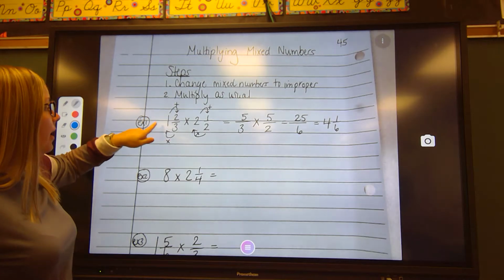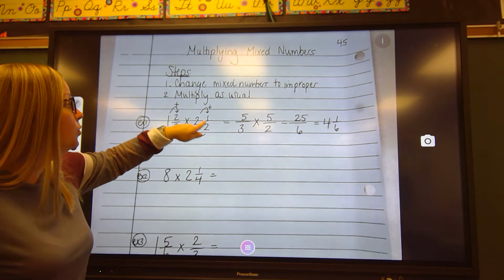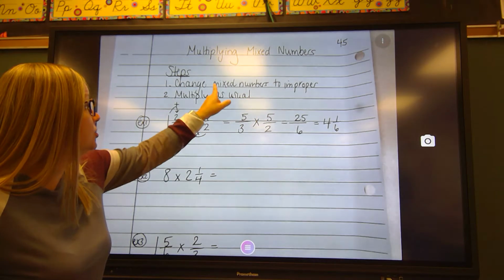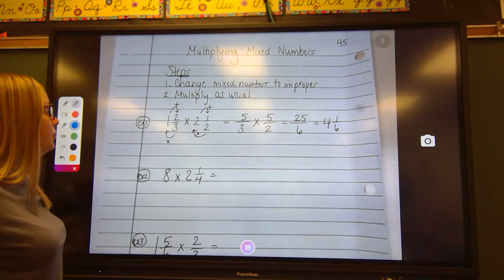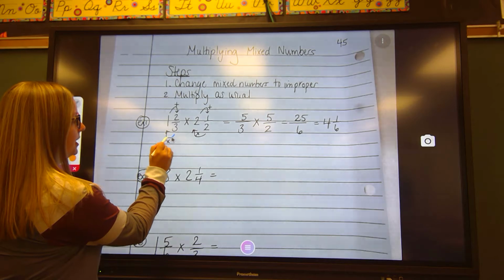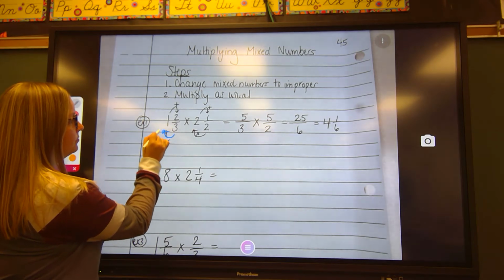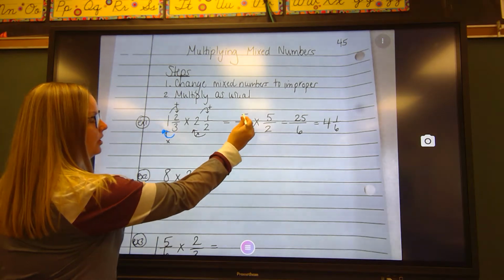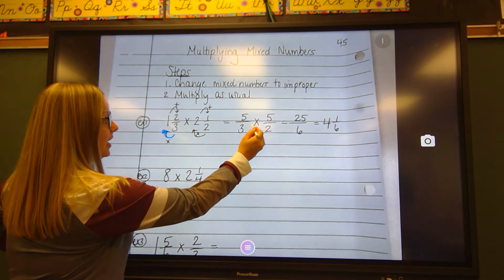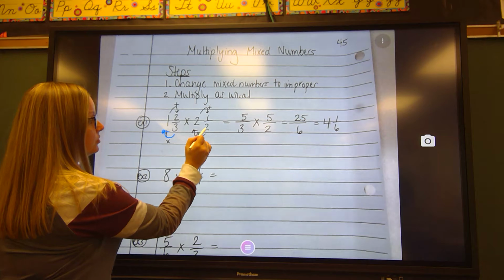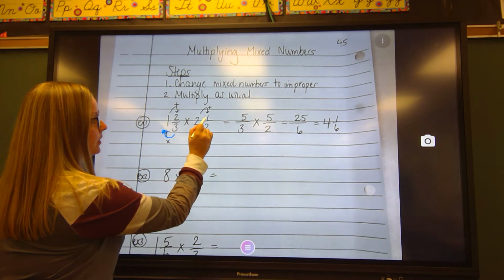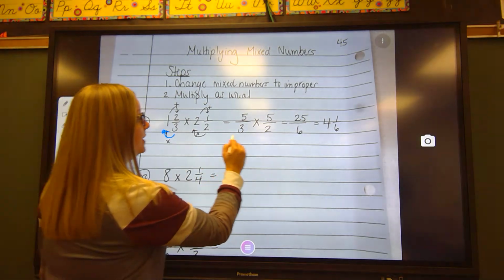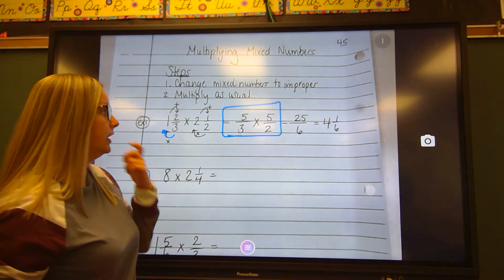So in this example, I have 1 2/3 times 2 1/2. You notice the first thing I do is change the mixed numbers to improper. And if you remember how to do that, you take the denominator times the whole number. So 3 times 1 is 3, 3 plus 2 is 5, and you keep that same denominator. So 5/3 times, change this one, 2 times 2 is 4, 4 plus 1 is 5, keep that same denominator, 5/2.